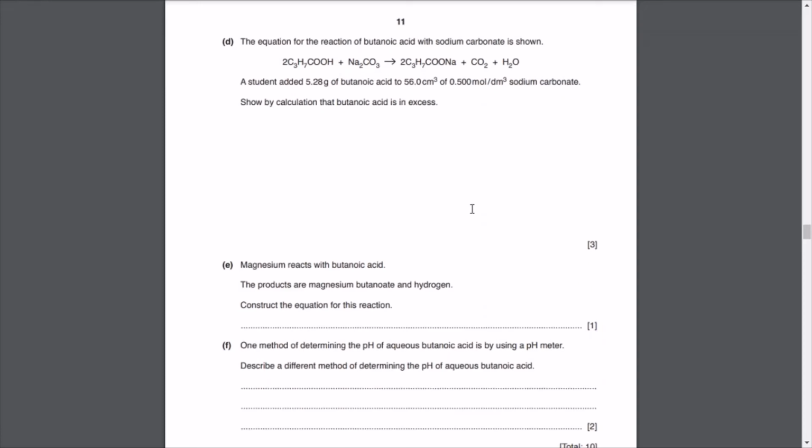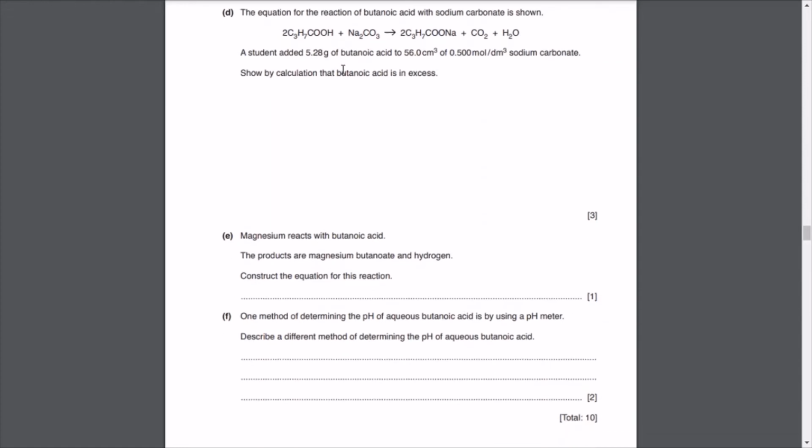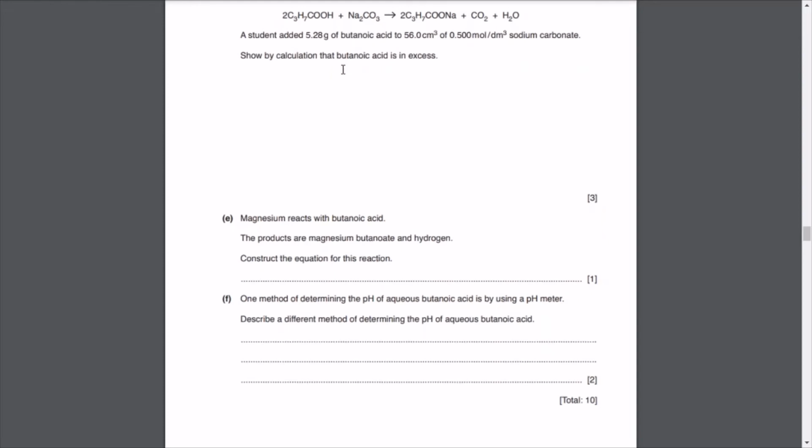Also, about this question, I would like to give you a tip. I told you both the ways right now. You can either take the first answer that we found, 5.28 upon 88, and multiply it by 2. Otherwise, you can find the sodium carbonate moles and then divide it by 2. Why? Because we have the ratio, 2:1. So it depends on however you want to do it. But make sure you show the entire calculation part.